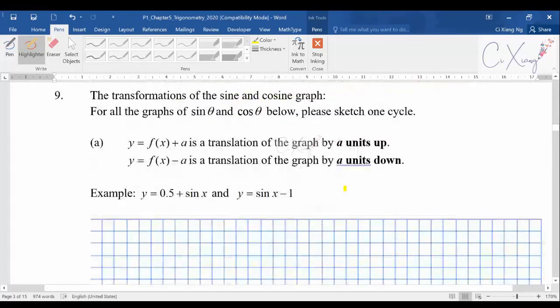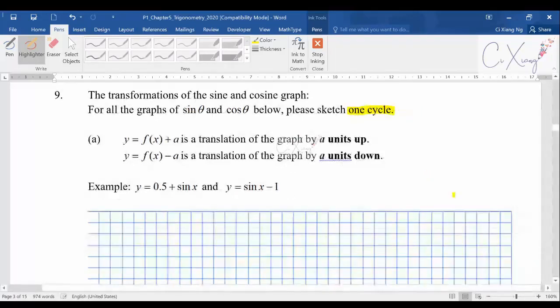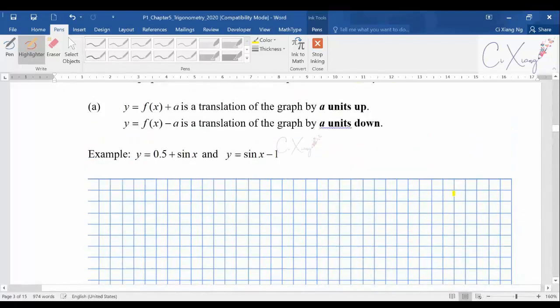Now we are going to apply all the transformations of the sine and also the cosine graph. For all the graphs below, they want you to sketch one cycle. But in the exam, when they want you to answer these kinds of questions, they will tell you clearly how many domains or how many cycles they want, and so on. Okay, so let us have a look at the first part.